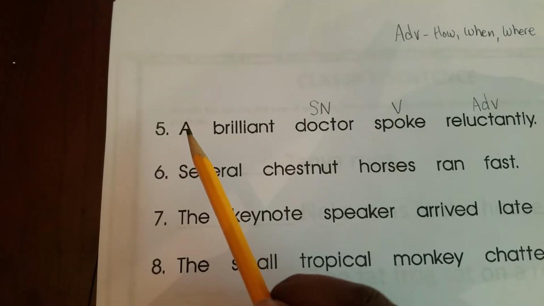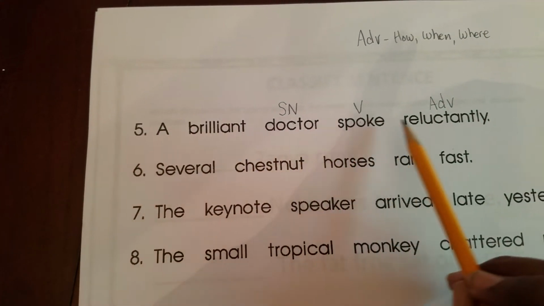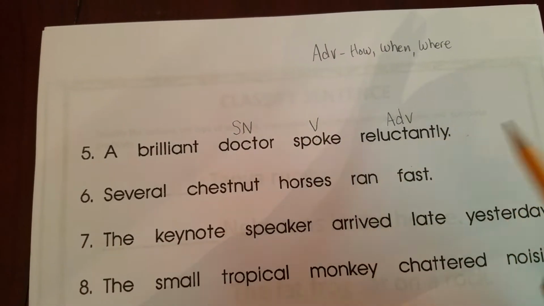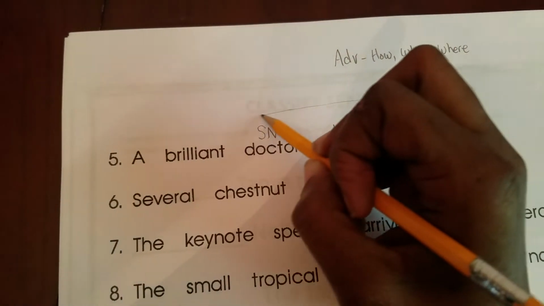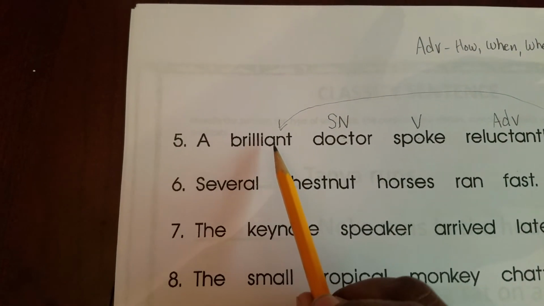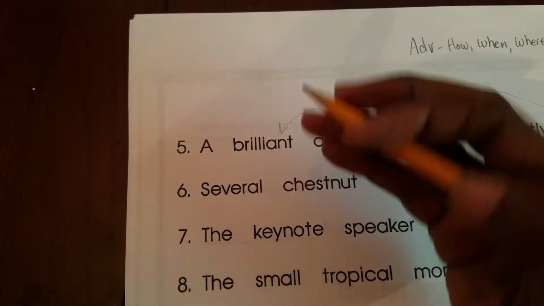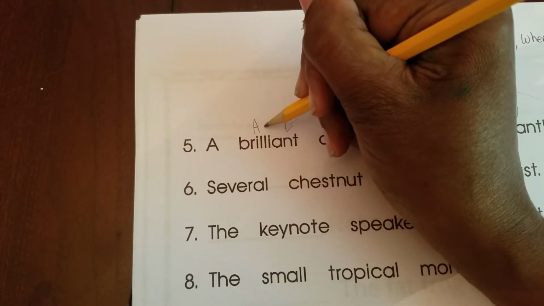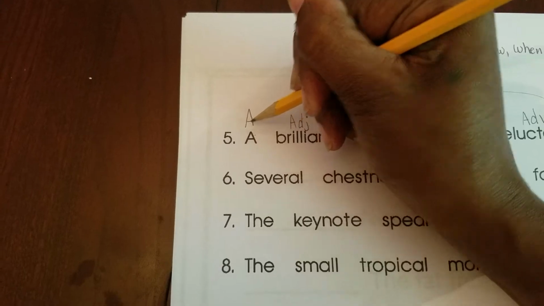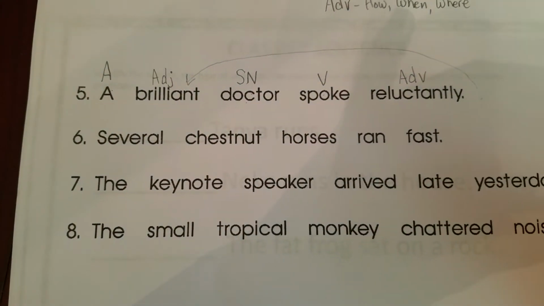So when we start a sentence, we go from left to right, starting from the subject noun. When we get to the end, we jump back over and complete the rest. What kind of doctor? Brilliant. Adjective. A, article adjective. See?